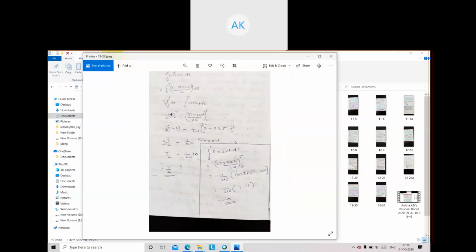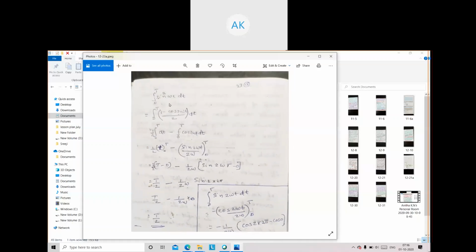See, these are the steps I have written. Integral from 0 to T of sin square omega t dt. Sin square omega t is written as (1 minus cos 2 omega t) by 2 into dt. That is equal to half, this half is taken outside, half into 1 into dt, the first term, then minus the integral from 0 to T of cos 2 omega t dt.